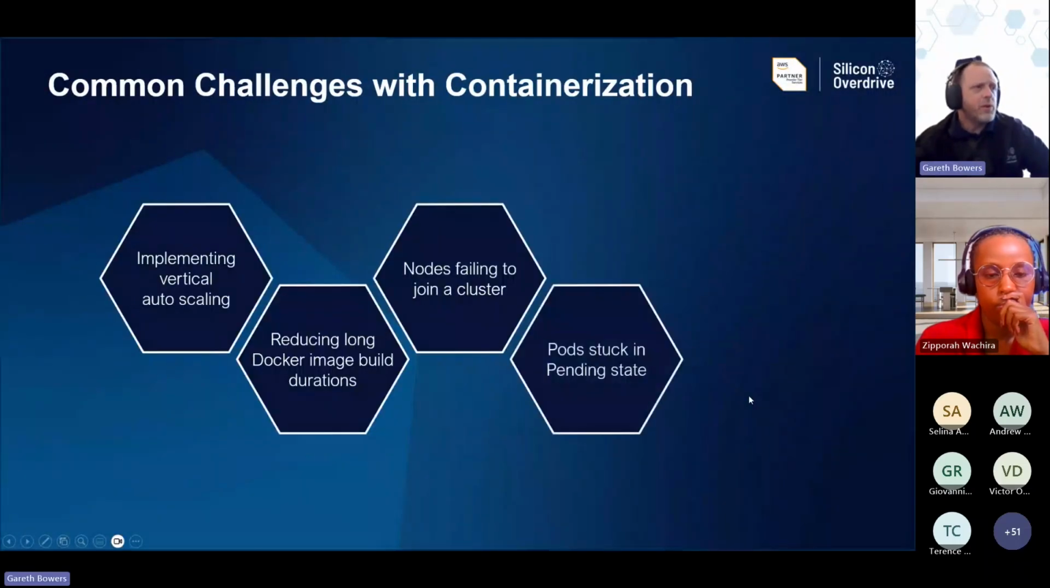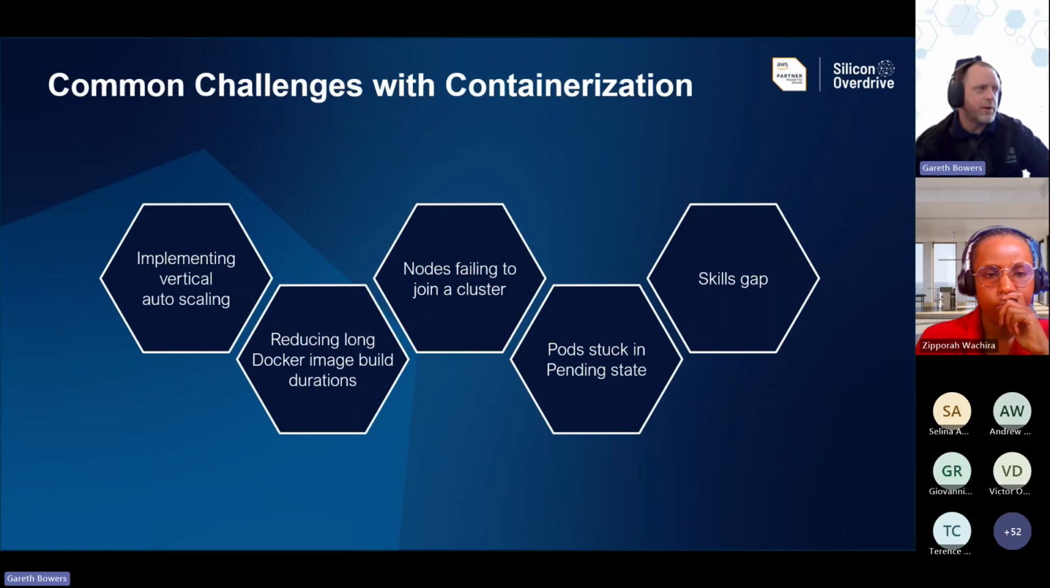Common challenges with containerization, and this is obviously a non-exhaustive list, are things like horizontal scaling. In other words, let's say, for instance, we've got a simple web service or application service. So maybe you've got traffic routed in.